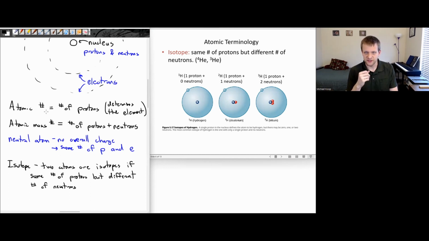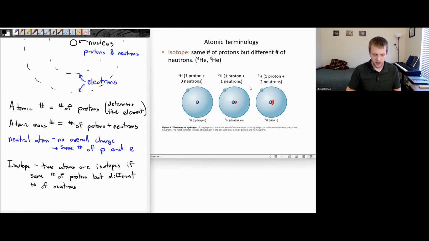have different atomic masses. So for example, hydrogen-1 has 1 proton, 0 neutrons. Hydrogen-2, which is sometimes called deuterium, is 1 proton and 1 neutron. It's still hydrogen. It still has the same atomic number, but a different number of neutrons. Hydrogen-3, which is sometimes referred to as tritium, has 1 proton and 2 neutrons. So its mass number is 3 overall. And we're going to see that different isotopes can have different properties.